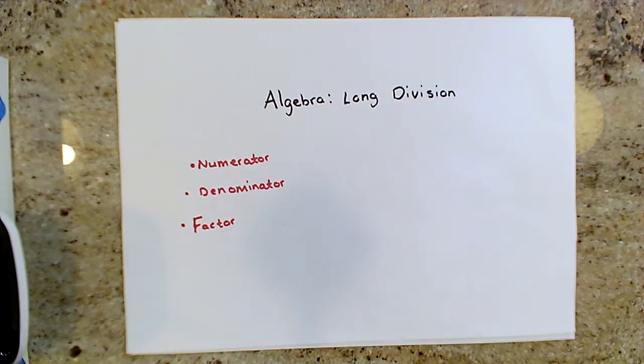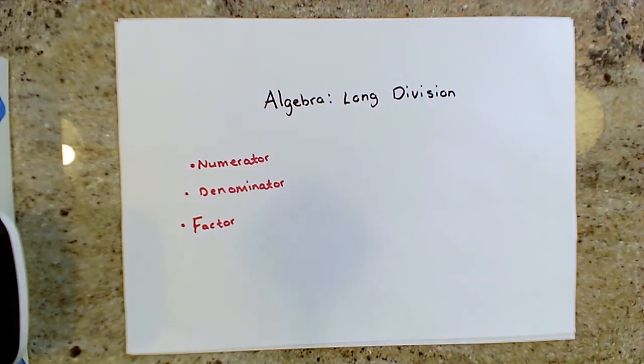So the first few things that we should discuss or remind ourselves of before we jump into this is what a numerator is. A numerator, sometimes called a dividend, is a number that is going to be divided. Typically in a fraction, it's the number on top. The denominator, also known as the divisor, is typically the number on the bottom, and that's the number that we are dividing into the numerator or the dividend.